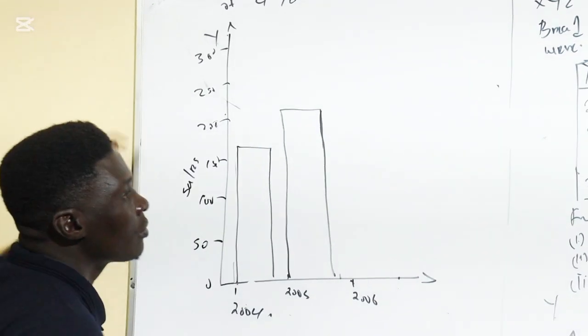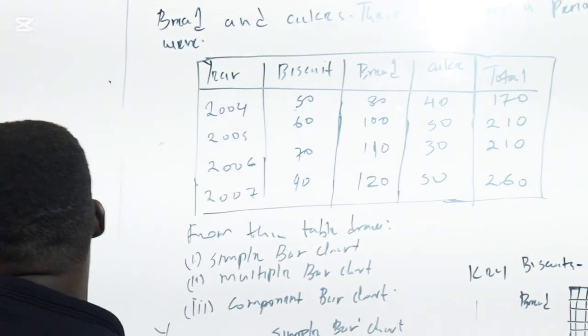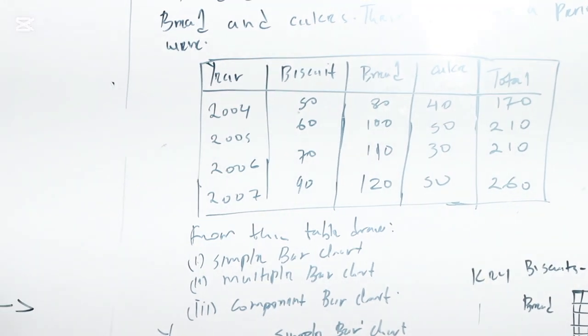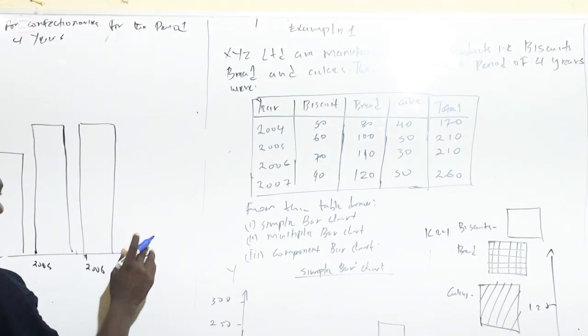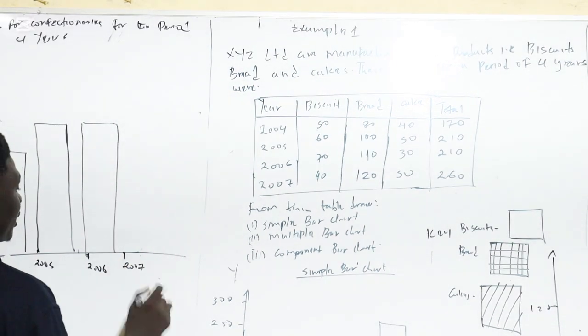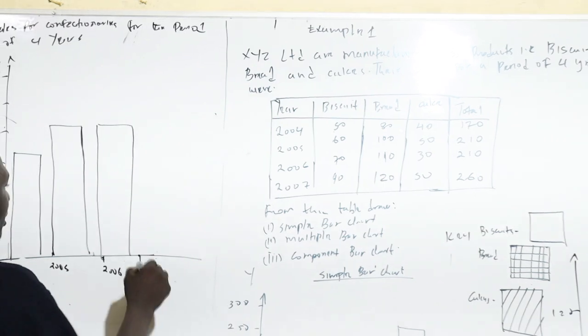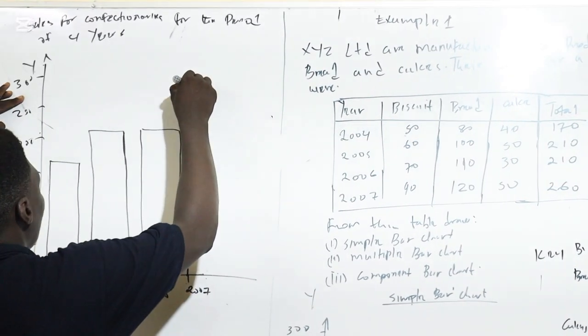Then also we'll get the total. That's 70 plus 110 plus 30, also 210. So we'll do another one at the same level of the bar. Then 2007. Now our total will be what? 260. So 260 will probably be here.